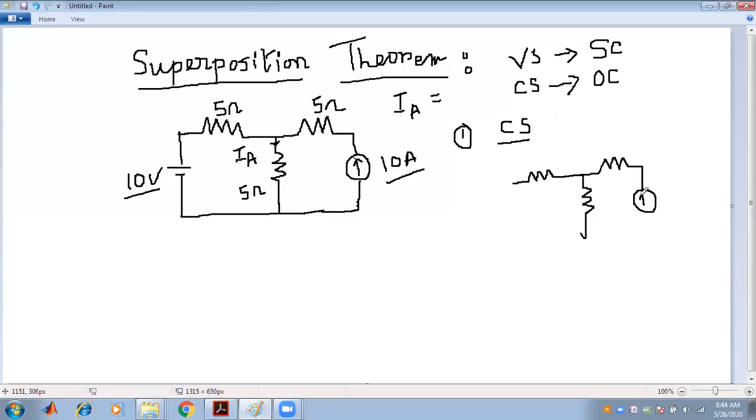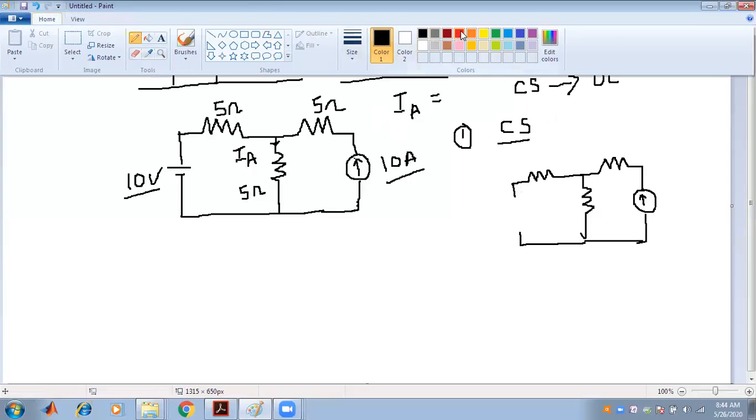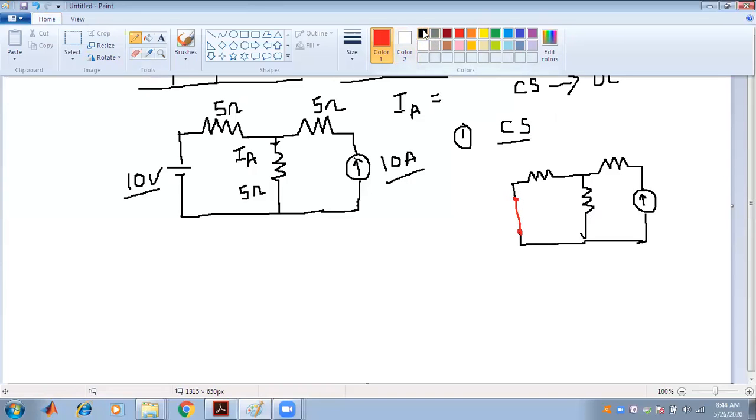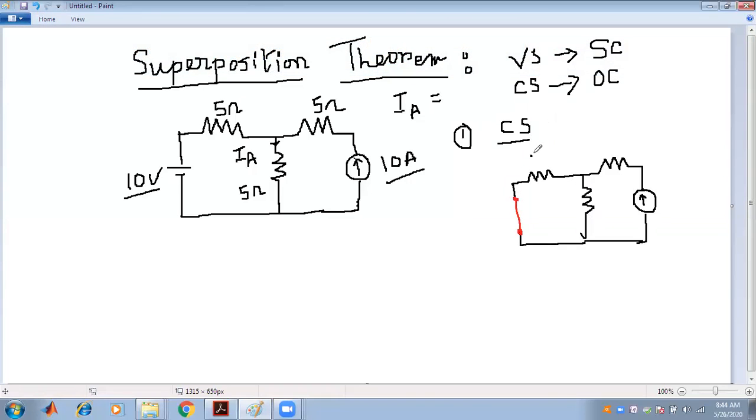Current source is there and we have short circuited the voltage source. Only one source at a time. So what we have done, we have short circuited the voltage source. This part is short circuited. The current source is there in the circuit. So this is 5 ohm, this is 5, and this is 5, and this is 10 ampere.